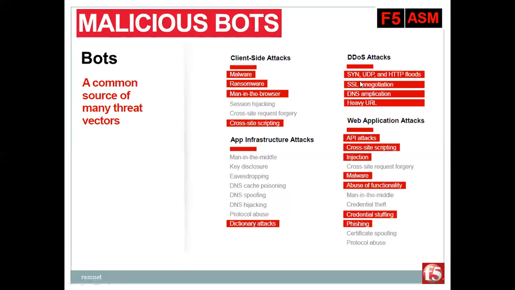DDoS attacks like SYN attack, UDP attack, HTTP floods, SSL renegotiation, DNS amplification, heavy URL. Instead of giving one URL, they'll give like a thousand lines of one URL, so your system will not be able to process it at all. Then the web application attacks are API attacks, cross-site scripting, injection, cross-site request forgery, malware, abuse of functionality, man in the middle, credential theft. This is most important in banking activities.